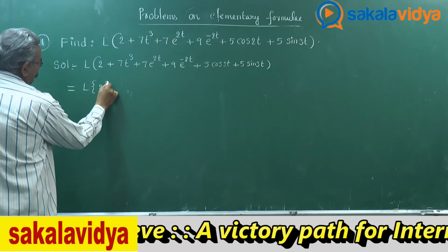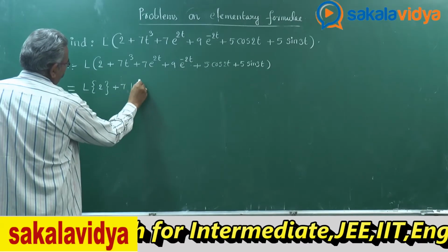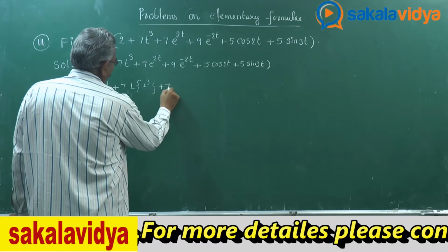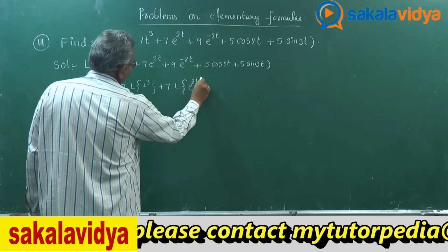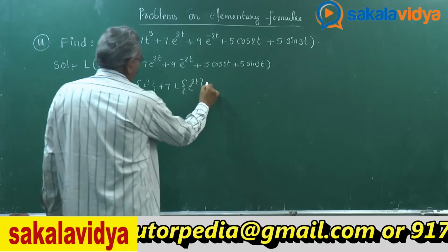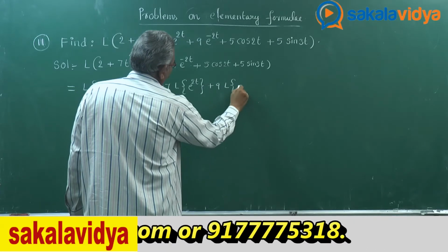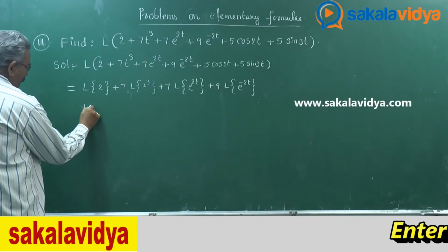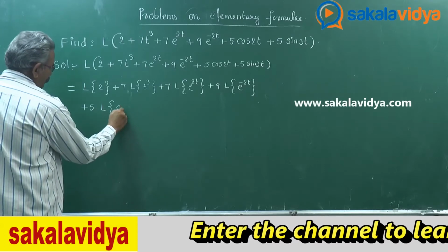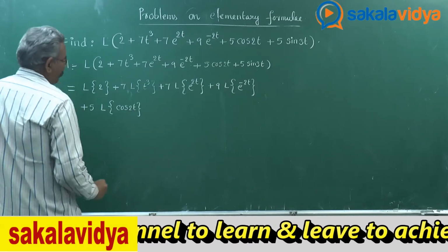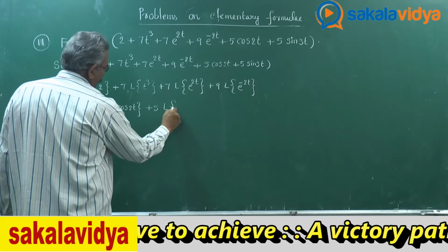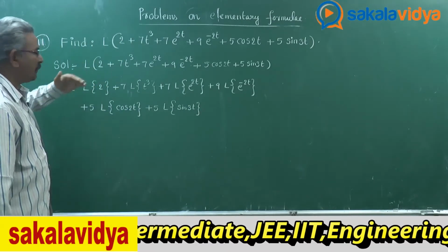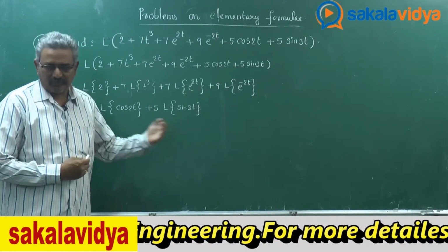Laplace transform of 2, plus 7 is taken common out, Laplace transform of t cube, plus 7 times the Laplace transform of e power 2t, plus 9 times the Laplace transform of e power minus 2t, plus 5 times the Laplace transform of cos 2t, plus 5 times the Laplace transform of sin 3t.